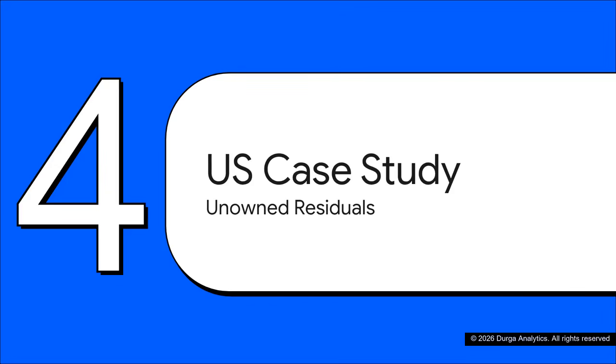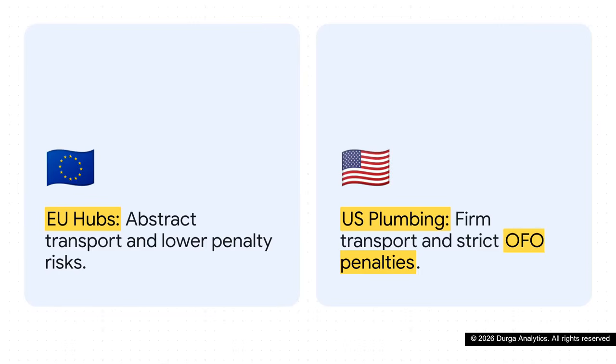All right, Section 4, U.S. Case Study, Unowned Residual Positions. Now, what's really interesting is when we cross the Atlantic, we see the North American market fail in a completely different way, all because of its unique physical plumbing. In Europe, entry-exit systems abstract a lot of the transport risk. But the U.S. plumbing requires 2 extra highly critical post-trade controls for a flow desk.